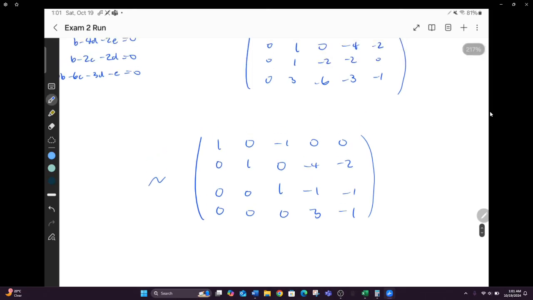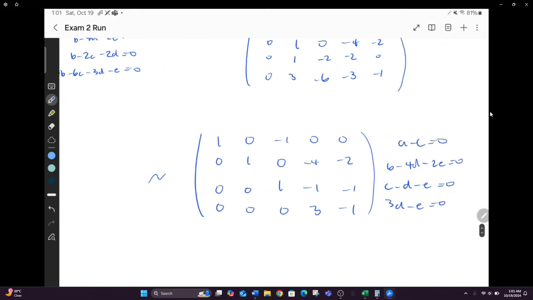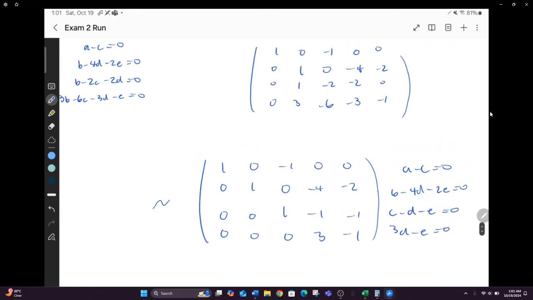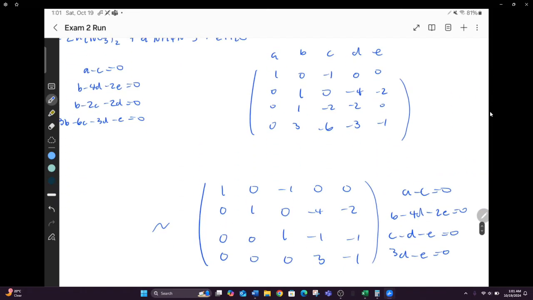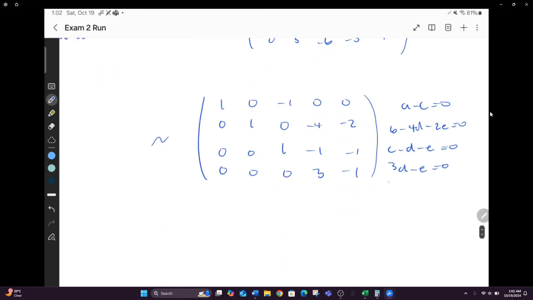And then this gives us our final equations, which are a minus c equals 0, b minus 4d minus 2e equals 0, c minus d minus e equals 0, and 3d minus e equals 0. Some equations have changed, but this is still the same set of equations. Again, this is linear algebra, but basically you can now solve for each individual equation. So I'm going to start solving from the bottom equation and move our way up.